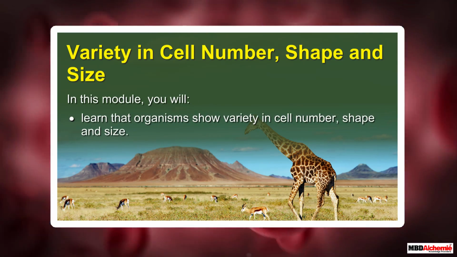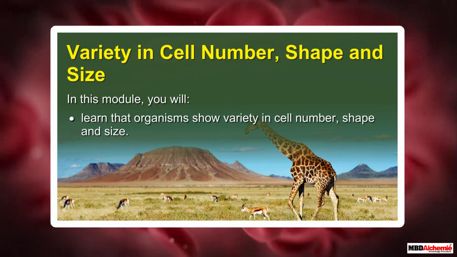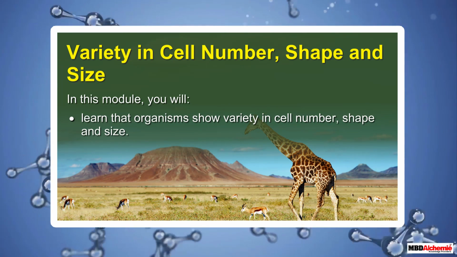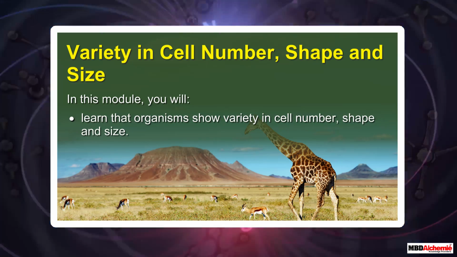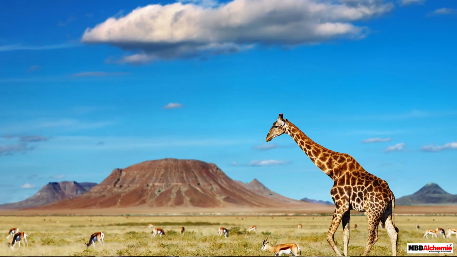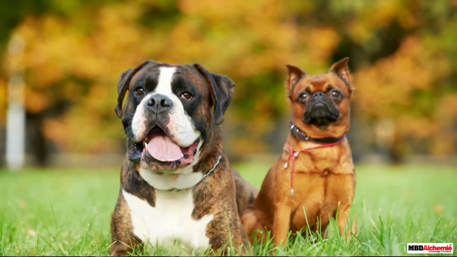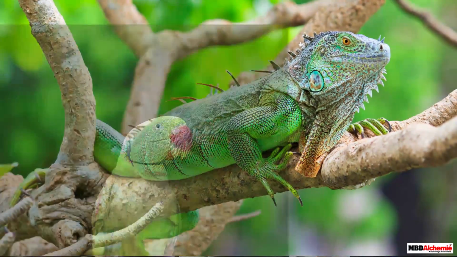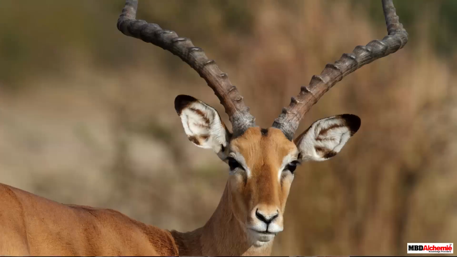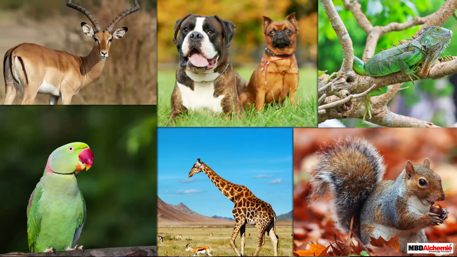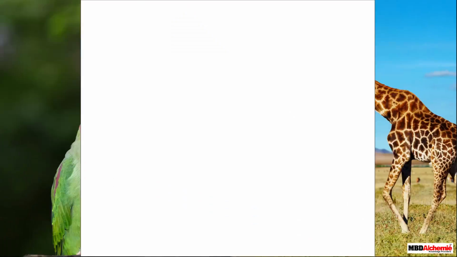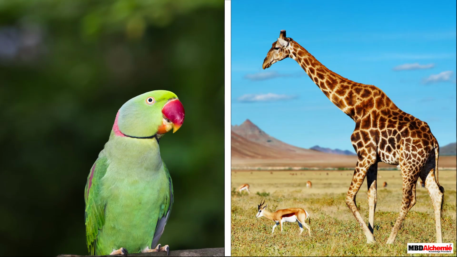In this module, you will learn that organisms show variety in cell number, shape and size. There are millions of living organisms found on Earth. However, all living organisms are different from each other in many aspects. For example, they are different in their shapes and sizes.